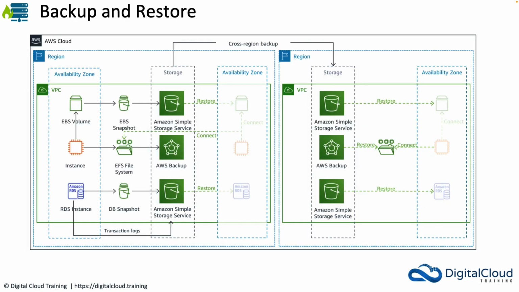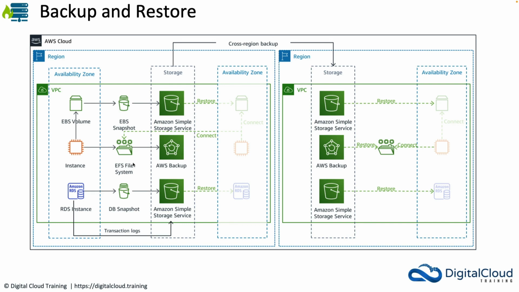So let's look at backup and restore. Here in this diagram, we've got two different regions. We have instances with EBS volumes, we've got S3, and we're simply backing up, and we could be doing a cross-region backup. So then what happens is if a failure occurs, we've got the data somewhere else.